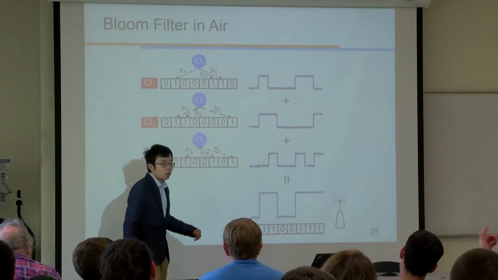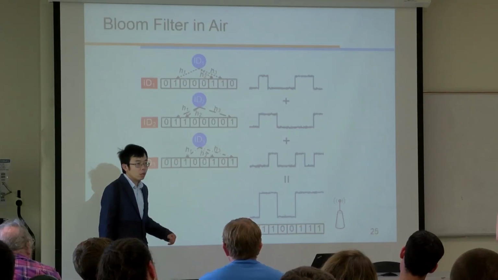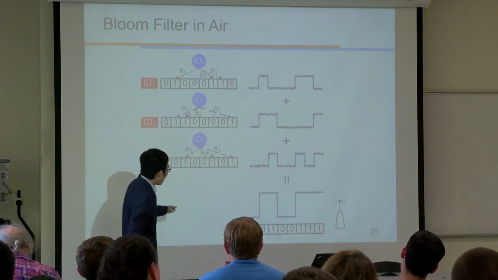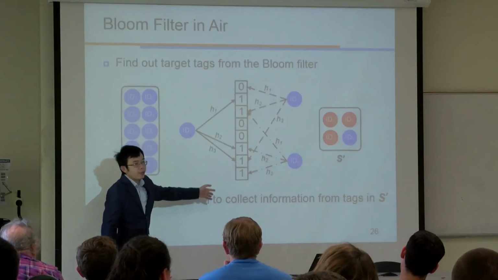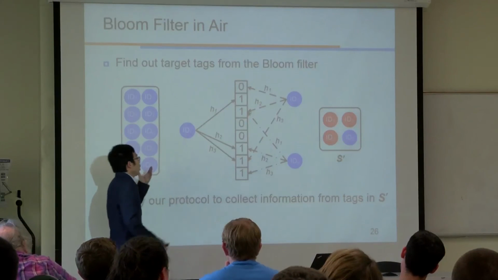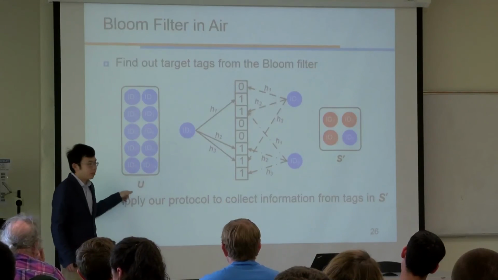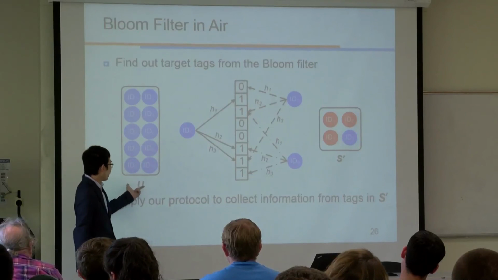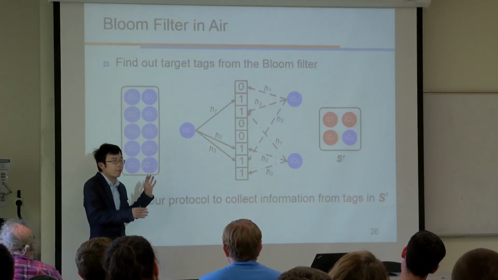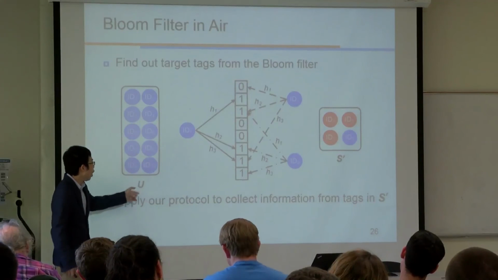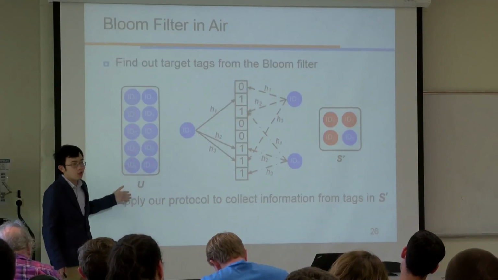Because how do you do the backwards OR to get back to the original ID? Okay, I will talk about that next slide. After you got the bit vector, remember, the reader knows the universal set U because usually this information is stored in the backend server. So the reader knows all the IDs in the system.